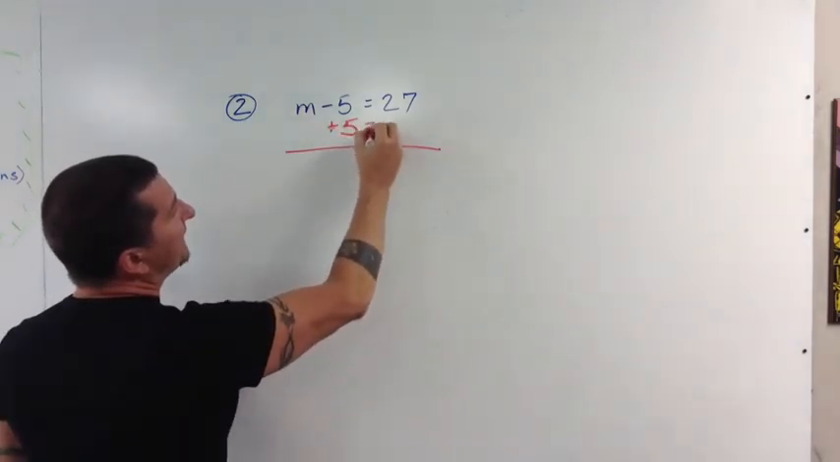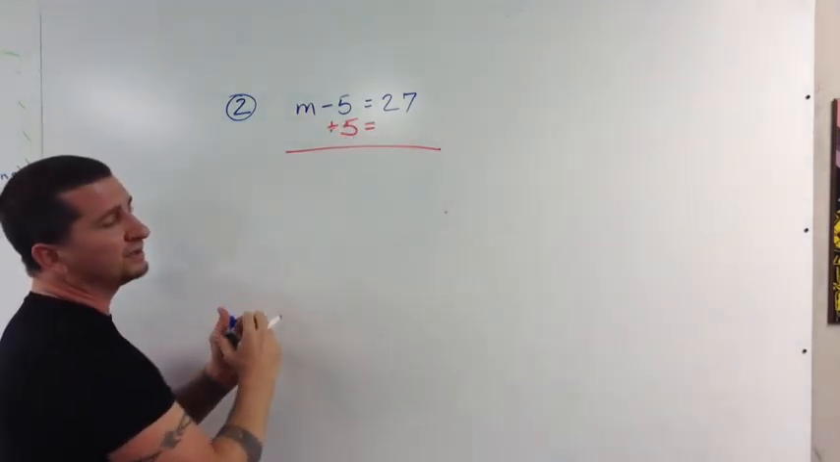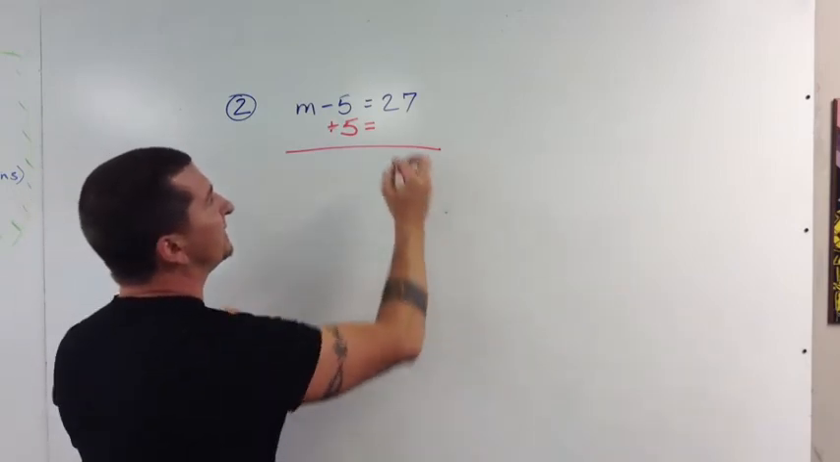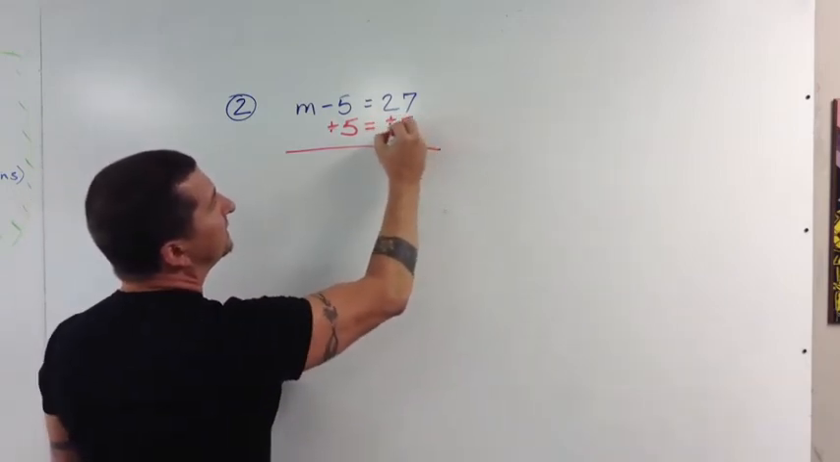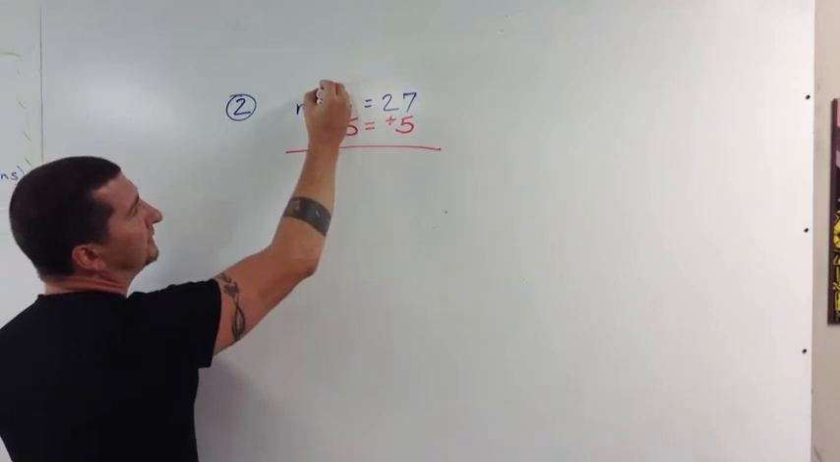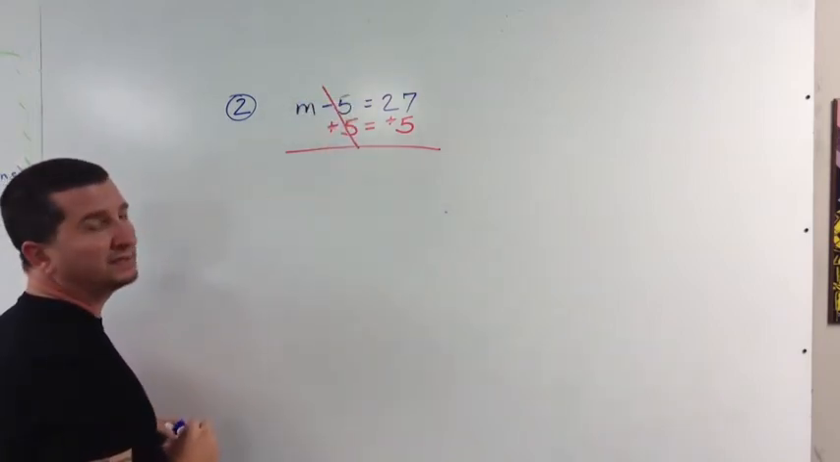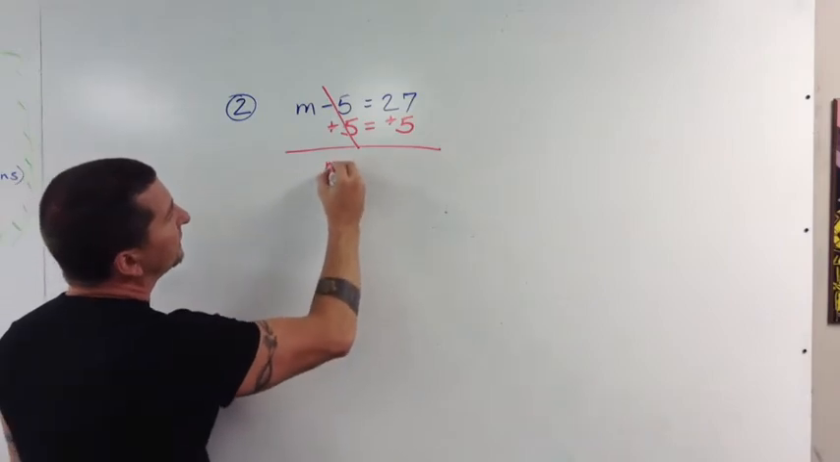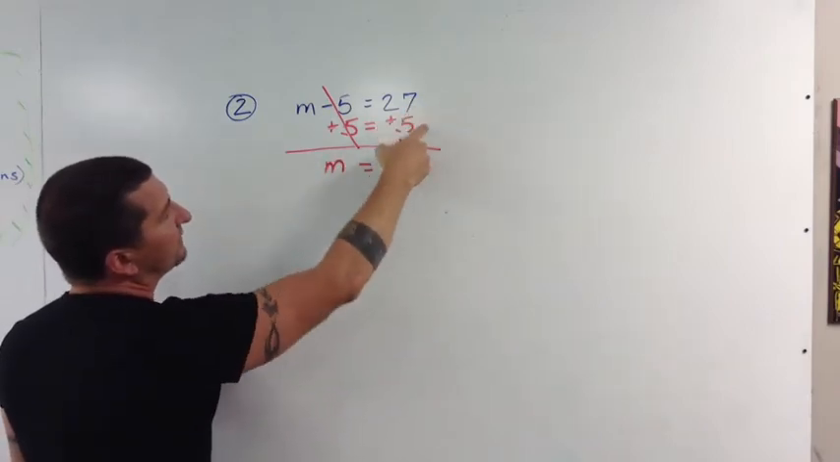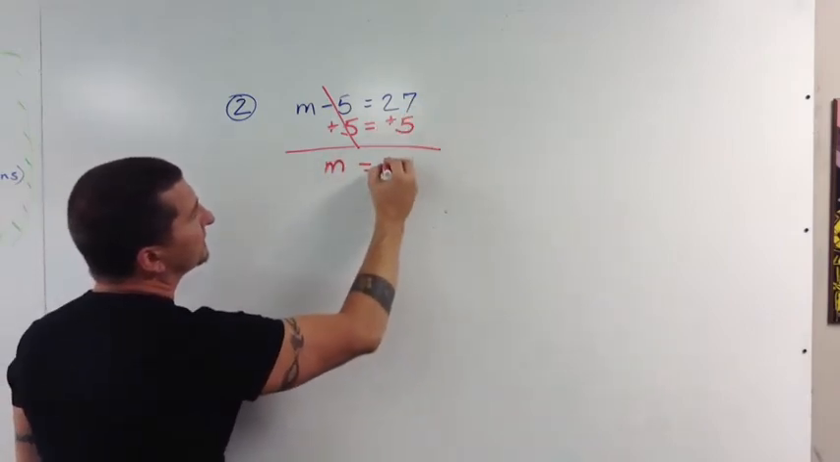So if we add 5 to the left side, we need to do the exact same thing to the right side of the equation to keep it equal. So we add 5 there. Now these two cancel out. Minus 5 plus 5 is 0. We're left with m equals 27 plus 5, which is 32.